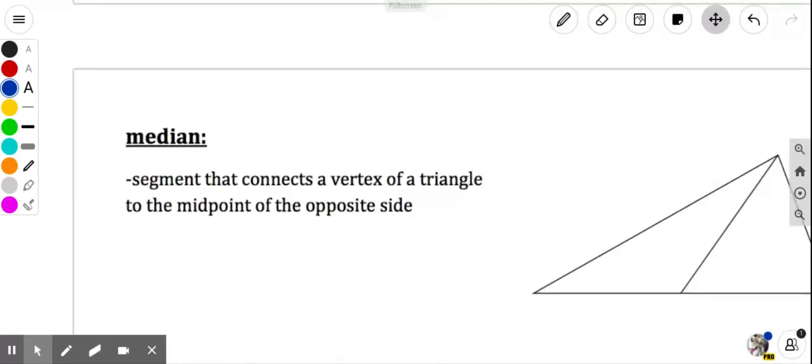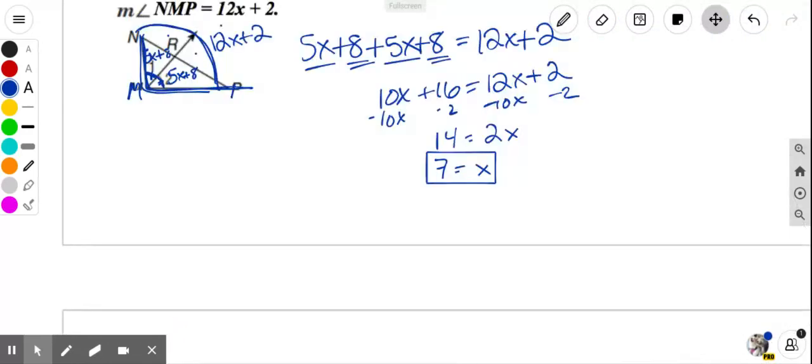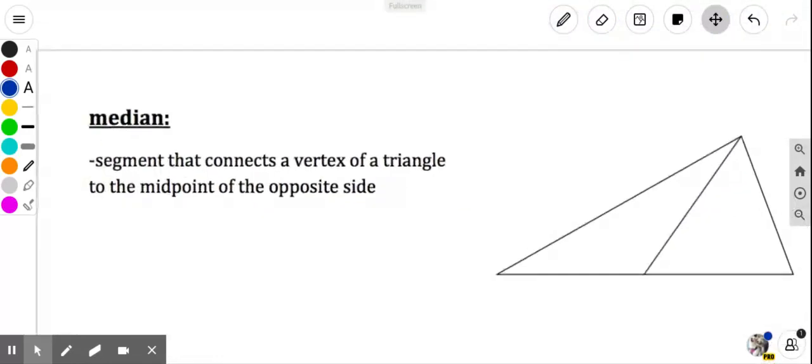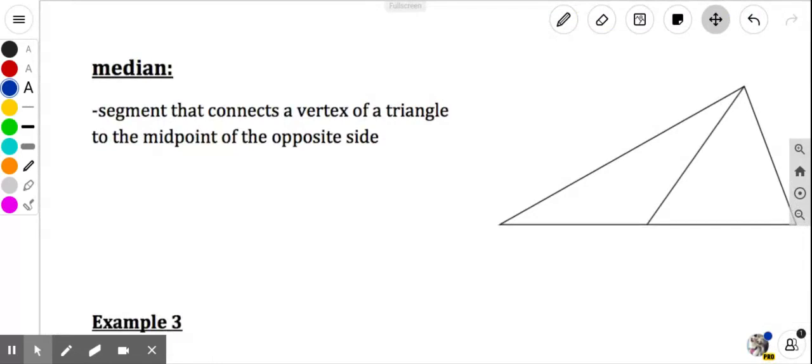Okay, let's look at the next one. So those two are kind of like, we already know about those. These next two are brand new. So the next one's called a median. If you think about what a median, if any of you drive, or you might just know what a median is, like in the highway, the median is like the barrier that's in the middle.